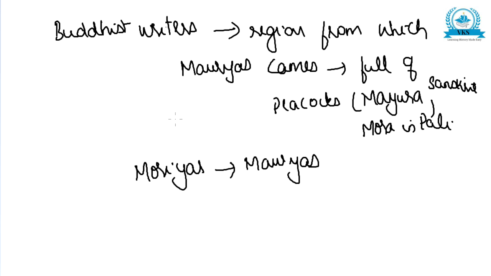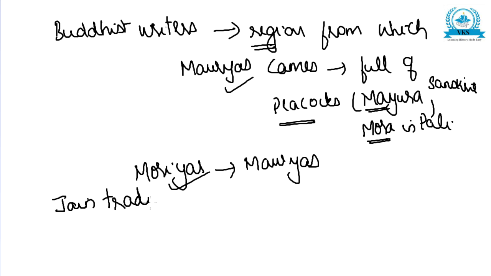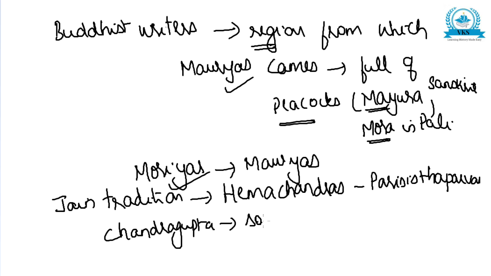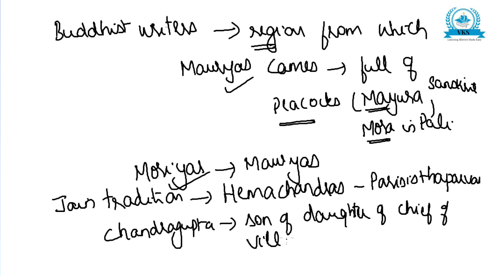So according to Buddhist writers, the region from which the Mauryas came was full of peacocks. Peacocks are called Mayura in Sanskrit and Mora in Pali, and hence they came to be called Moriyas or Mauryas. Now according to Jain tradition, given by Hemachandra's Parisisthaparvan, Chandragupta is the son of the daughter of the chief of a village of peacock tamers.